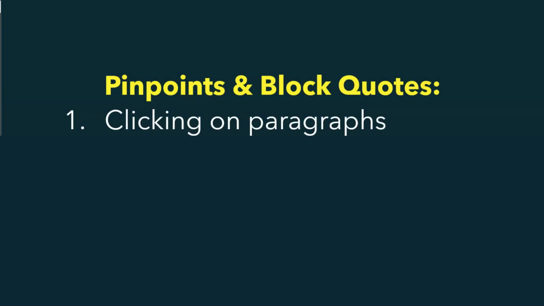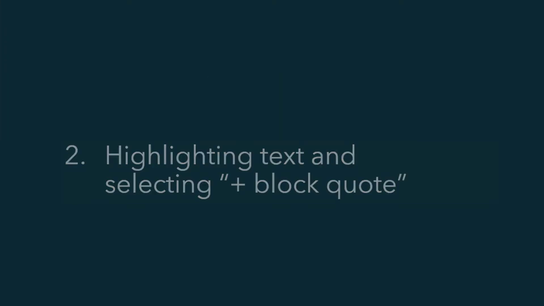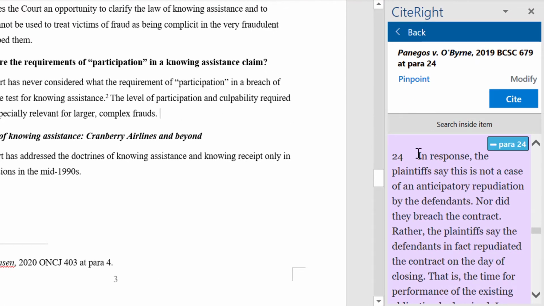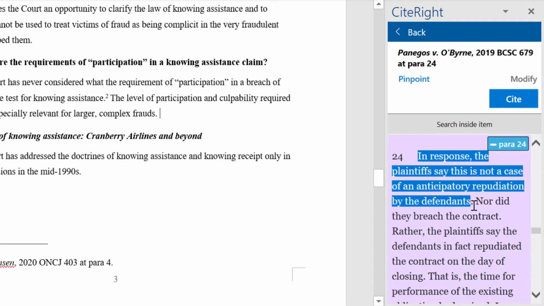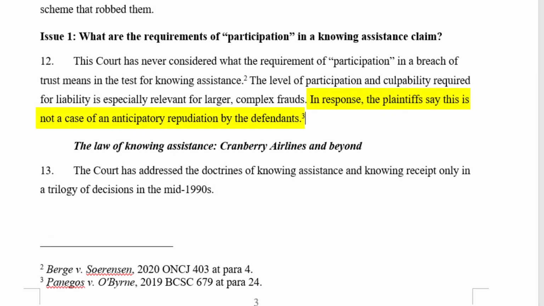The next method is helpful if you want to add a selection of text from a case into your document. You might want to create a block quote or just have a larger section for your reference. Use your cursor to highlight a piece of text from the case. In the bottom right of the highlighted text, you'll see the button plus block quote appear. Click the button. With this method, you won't need to click the Cite button. The text you selected will be dropped into the body of the document wherever your cursor is located, and a pinpoint reference to the paragraph or paragraphs is generated for you.